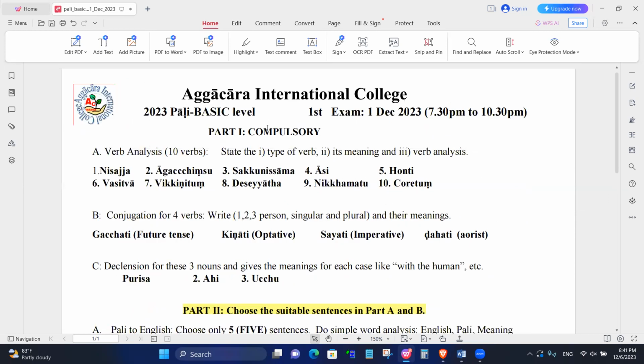Okay, now we go one by one. Part 1 is compulsory. There are 10 verbs. You need to write the type, the meaning, and the analysis. So there are 10 questions times 3, and this part has 30 marks. If you don't write the meaning for all the 10 verbs, you will lose 10 marks. If you don't do the analysis, you also lose 10 marks. So if you do all 3 properly, you will get at most 30 marks.